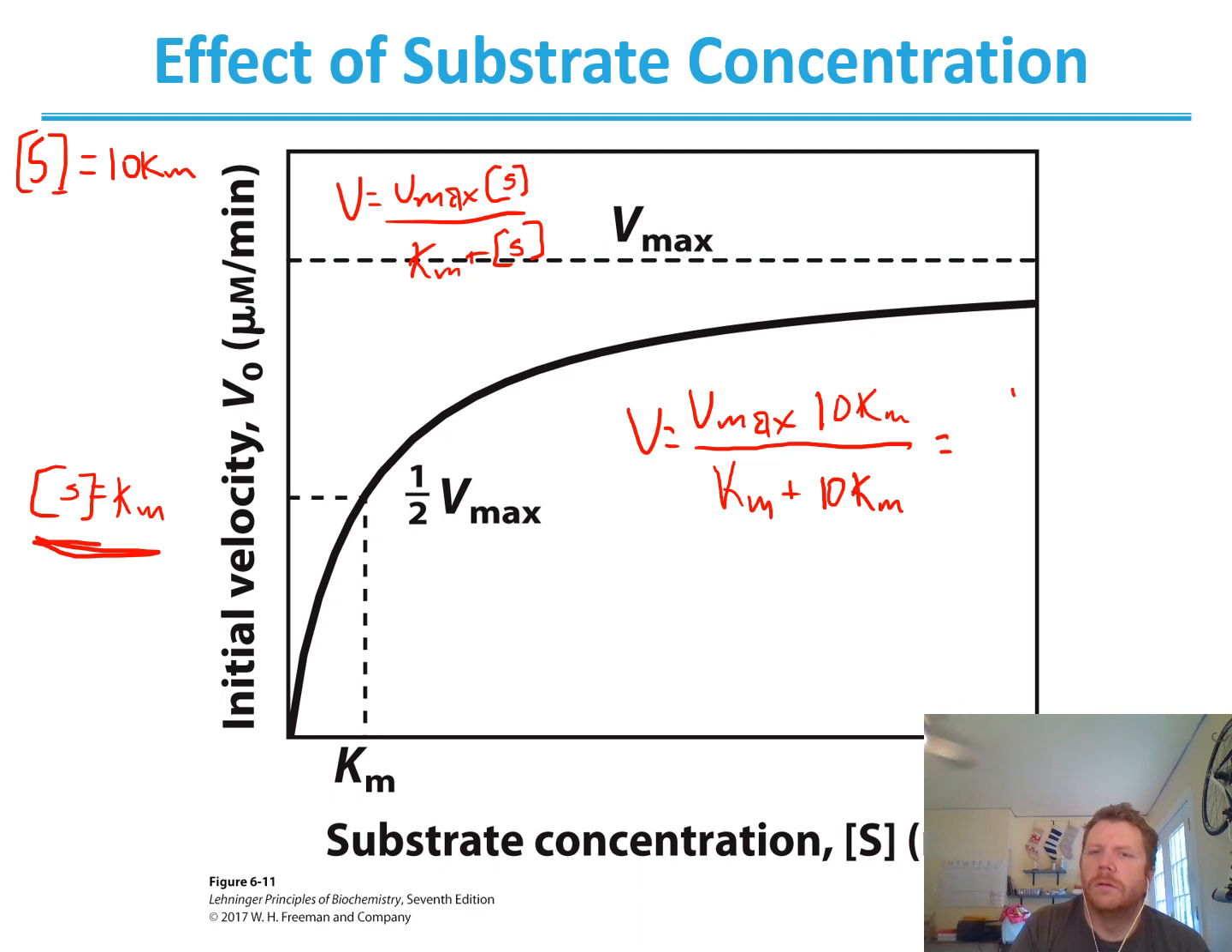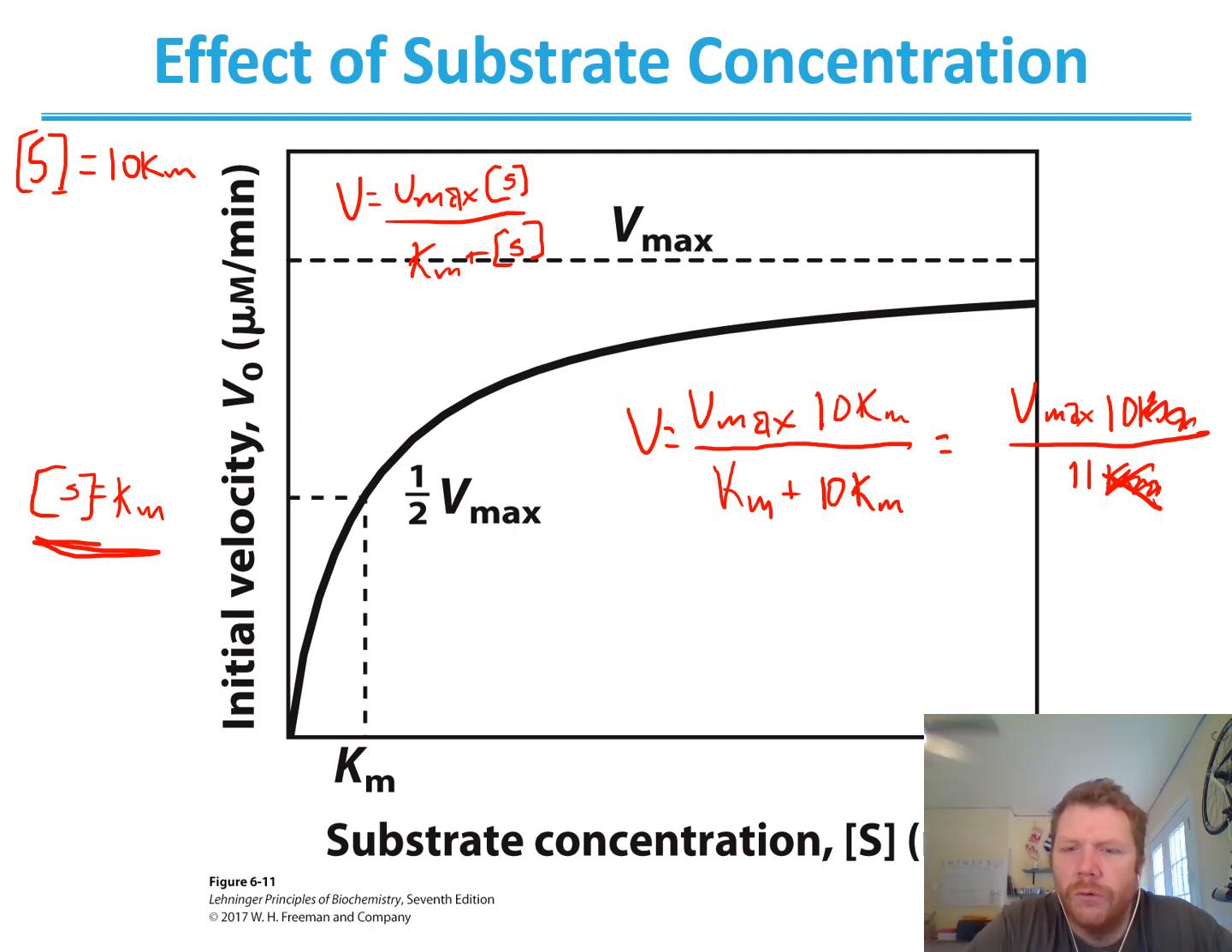That is Vmax times 10 Km divided by 11 Km. And again, we can remove those Km terms, and essentially it's 10 times your Vmax divided by 11. So what we're looking at is no matter how much substrate you add, you're never actually going to get to your Vmax. Because if you make your substrate concentration 100 times your Km, it's still only going to get you to Vmax times 100 divided by 101. It gets you closer to your maximum velocity, but the maximum velocity is basically a theoretical number.